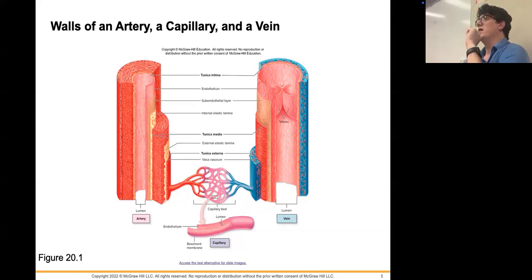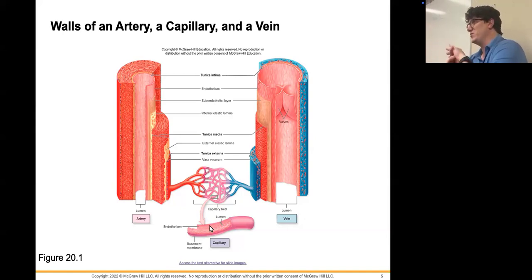Now, the tunica intima in arteries, veins, and capillaries is going to be composed of what we call the endothelium, which is essentially a single layer of simple squamous epithelia. So we have cell touching cell, touching cell, touching cell, and we basically have a single layer thickness right here. And then we have the basement membrane of those simple squamous cells. That's going to form our tunica intima.